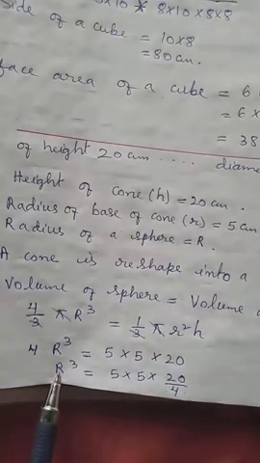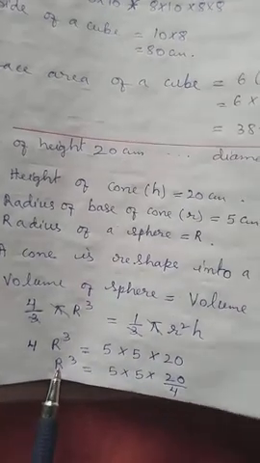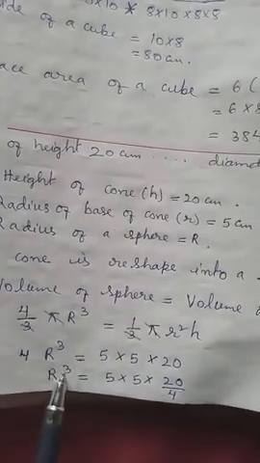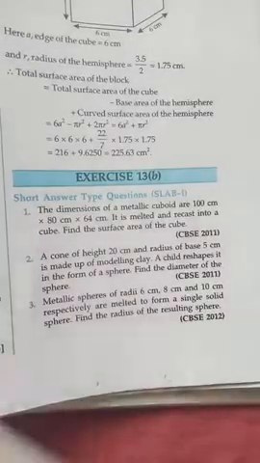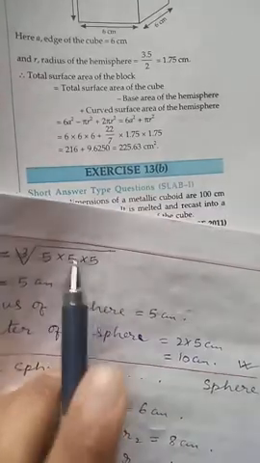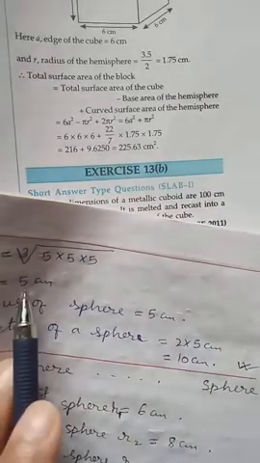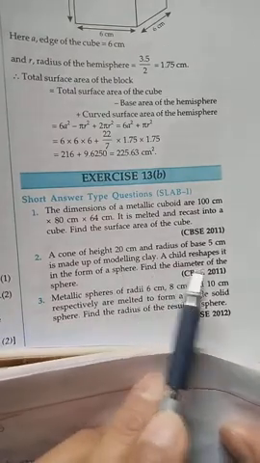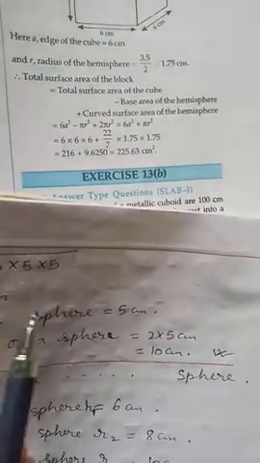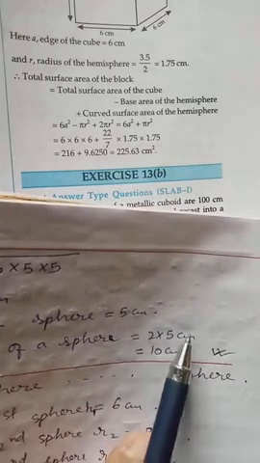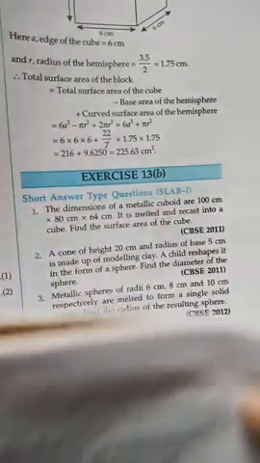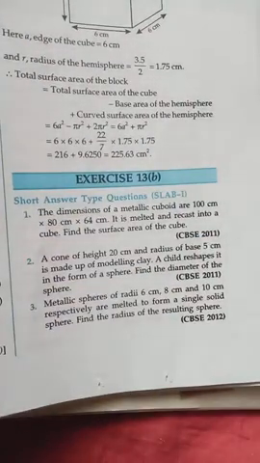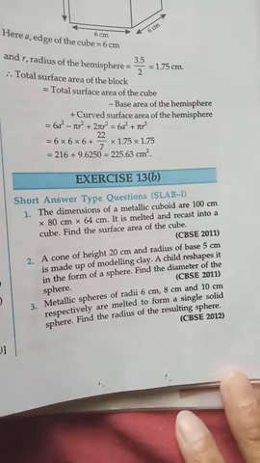Now we want to find the radius. So to get r, we have to remove this power 3. If you remove it from this side, it will become the cube root. There are 3 of them, we take out 1. We have to find the diameter. So the diameter will be 2 into 5, that is 10.